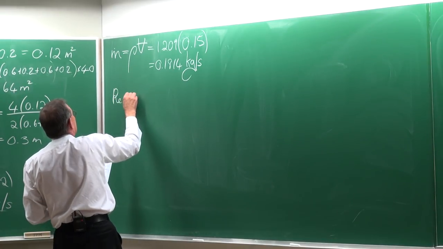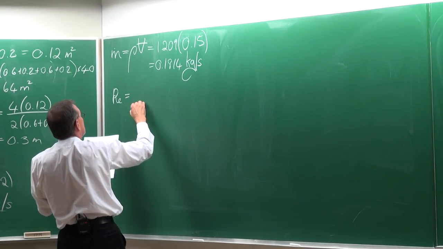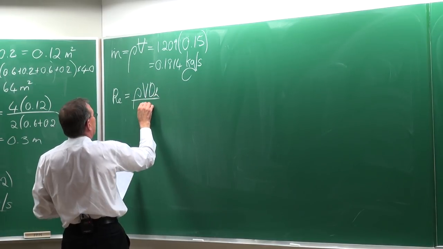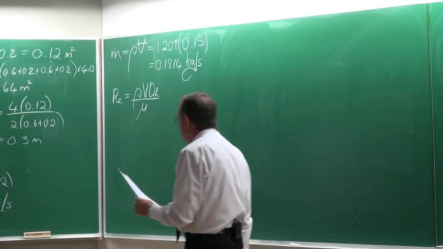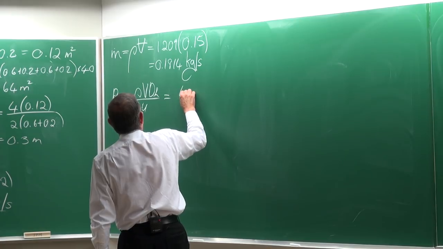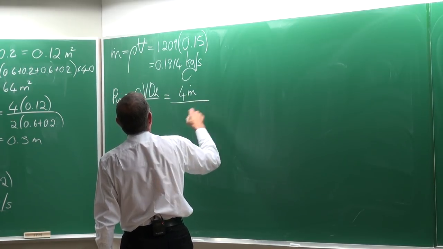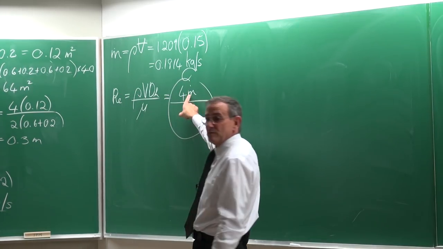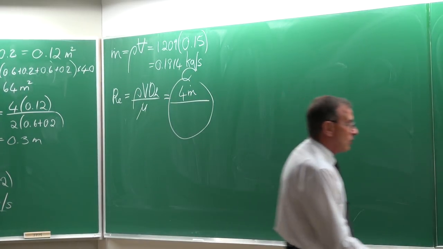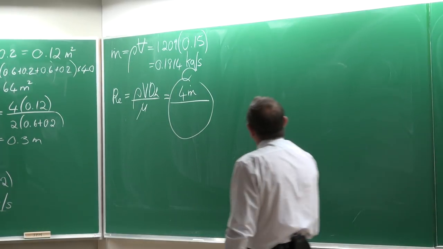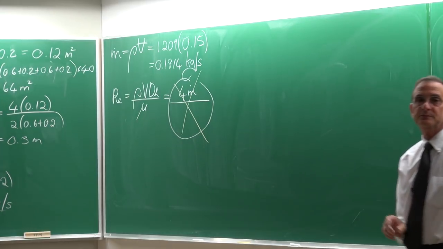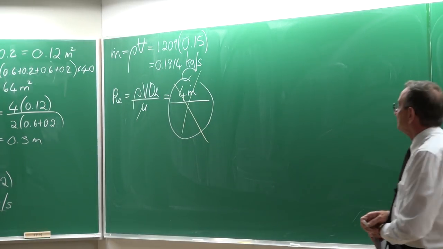The Reynolds number we can write as rho V, the hydraulic diameter, divided by the viscosity. Take note, there's that other equation that we use a lot, 4 times the mass flow rate. We cannot use it in this case. Why not? Because that equation is only valid for a circular tube. Only valid for a circular tube.